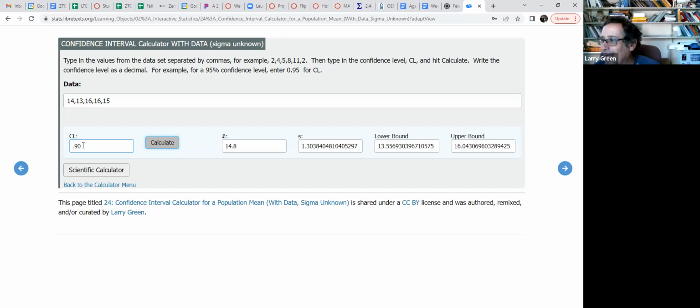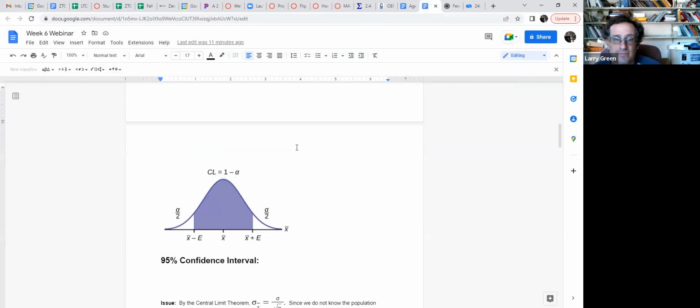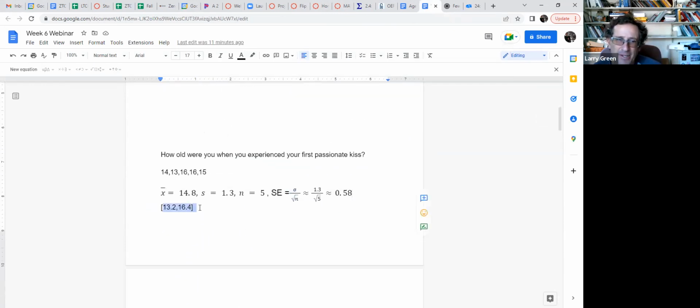What's the only way to be very confident and have a narrow interval? Let's say I wanted to do the age of first passionate kiss for college students. Look at this, it's pretty wide, isn't it? 13.2 to 16.4. That's a huge variation, right? What's the only thing I could do to have a really good confidence interval with maybe 99% confidence? Any thoughts? There's only one thing I could do.